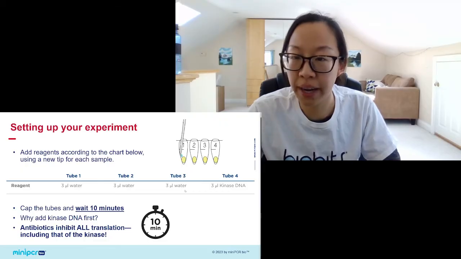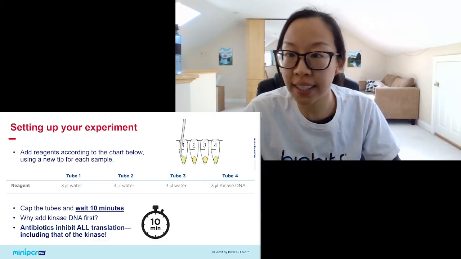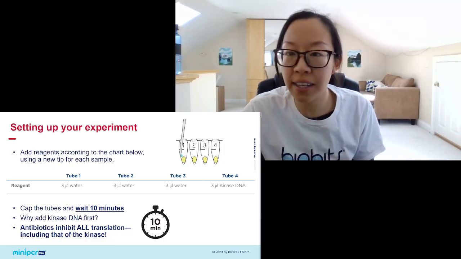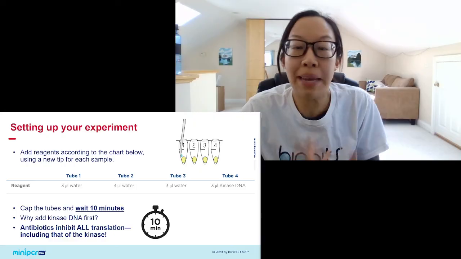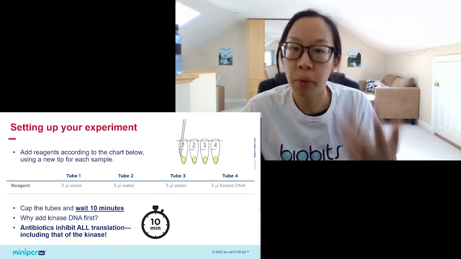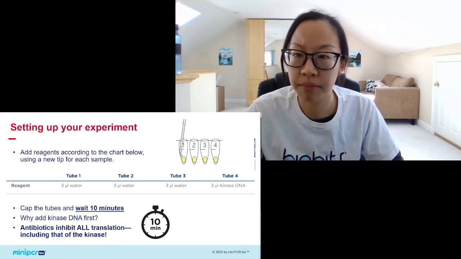Well, here's a reminder that these antibiotics inhibit translation, all translation, including that of the kinase, right? So if we added everything at once, the system wouldn't be able to make the kinase in time to protect itself against the antibiotic. So we give the kinase a little bit of a head start by adding it first.